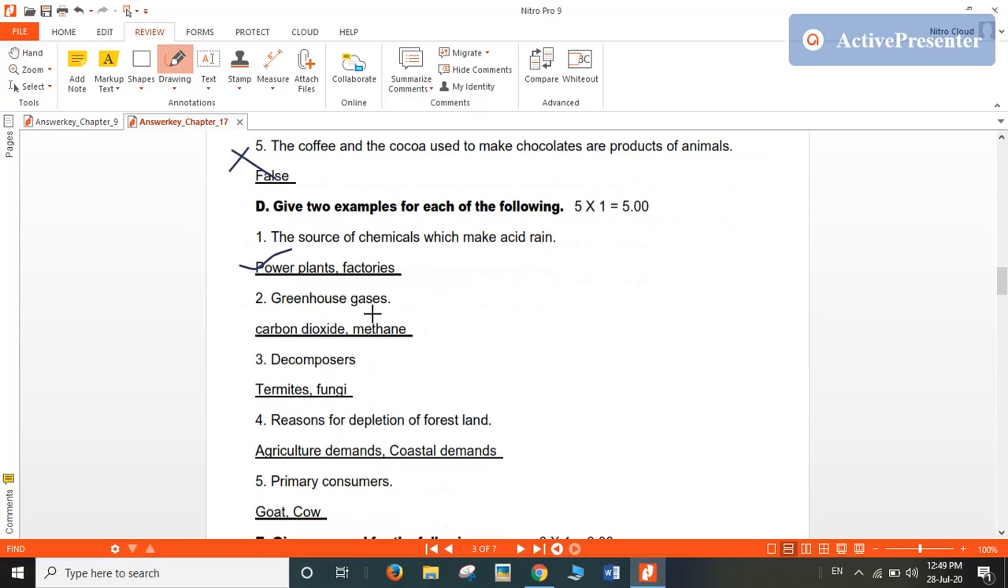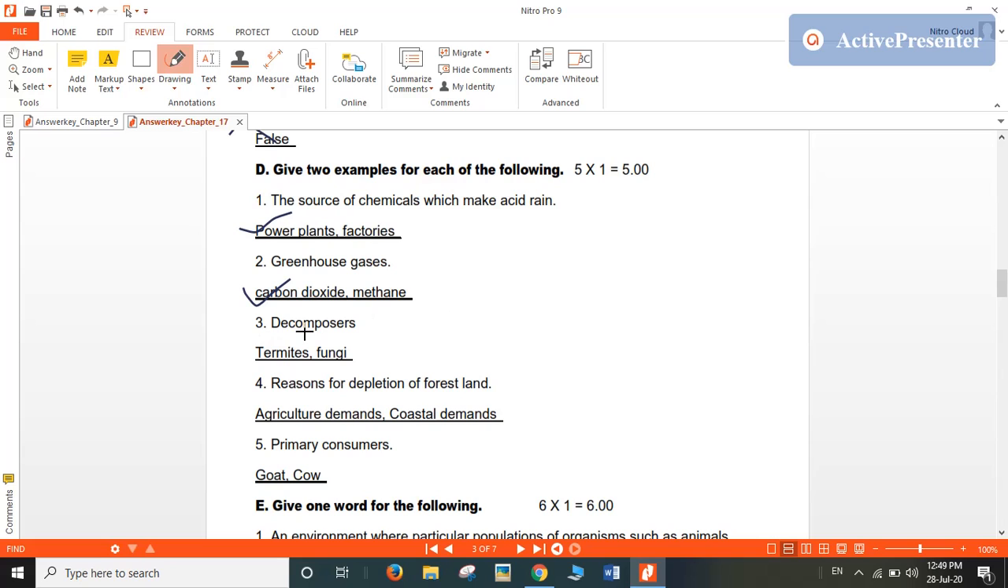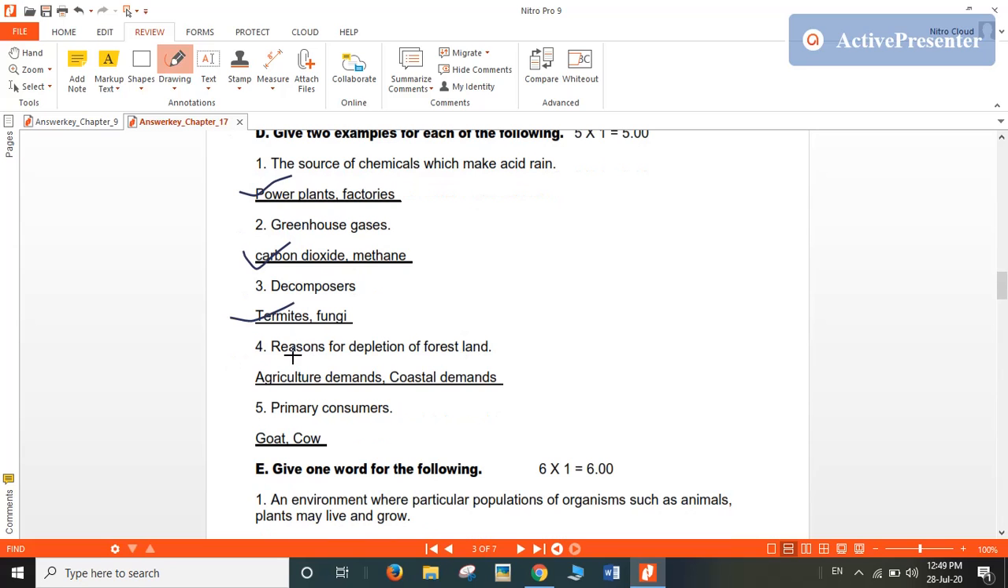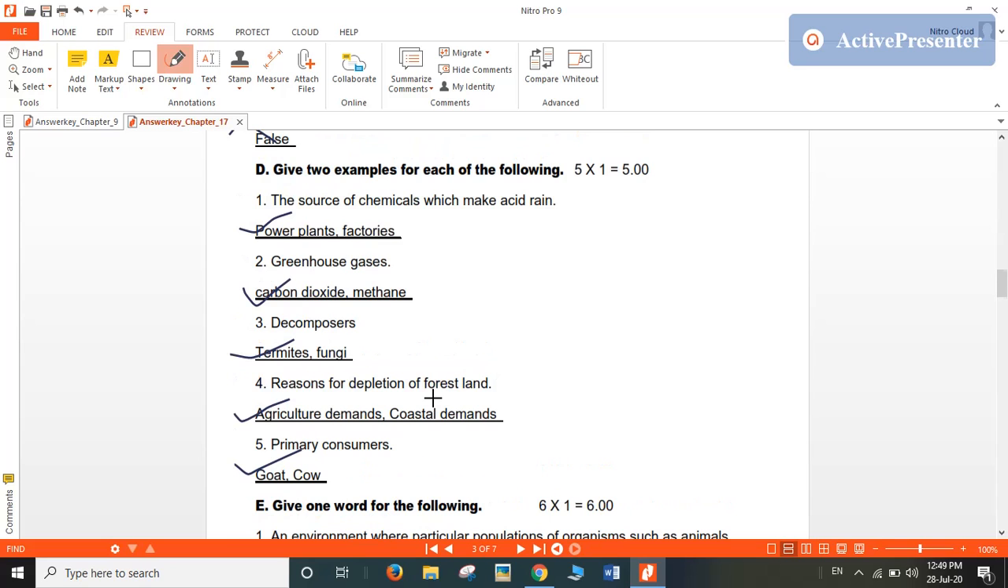Next, greenhouse gases. Greenhouse gases include carbon dioxide and methane. The examples of decomposers: termites and fungi. Reasons for depletion of forest land: agricultural demand and coastal demands. Primary consumers: goat and cow, or you can say all herbivores. So herbivores are the primary consumers. So these are the answers of this exercise.